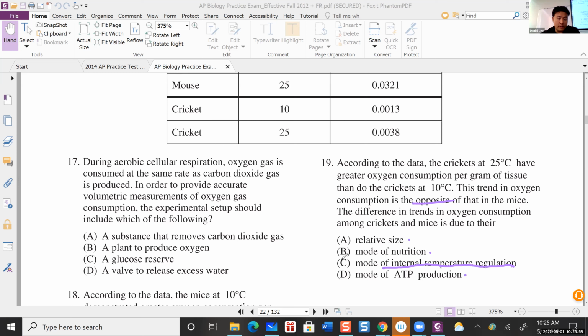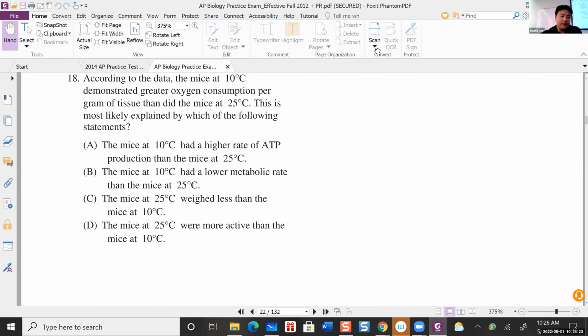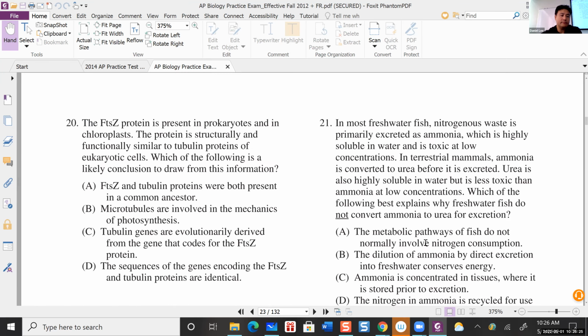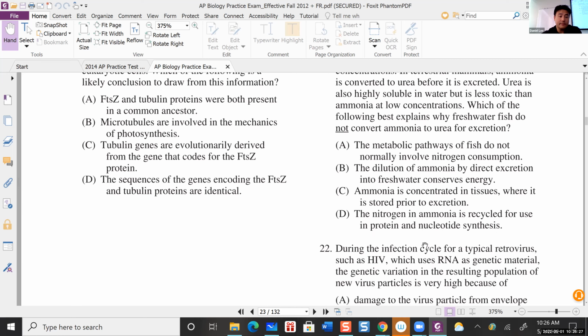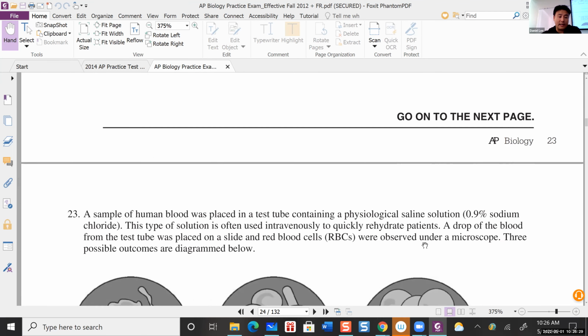So if you're not sure, the answer is C. You know the size doesn't matter because it's per gram. Nutrition, no, because it's just a random guess. And mode of ATP production is likely the same because animals use cellular respiration, yeah? So you have two choices, you can guess. Then you should go for C, because warm-blooded versus cold-blooded. So eliminate two, and if you really don't know what to do, can't find the answer, then guess, okay? Likely you'll guess it correctly, yeah?